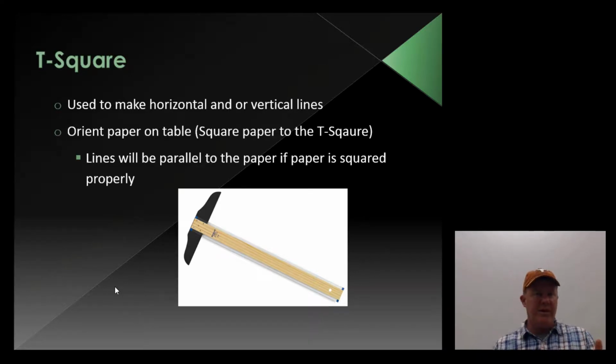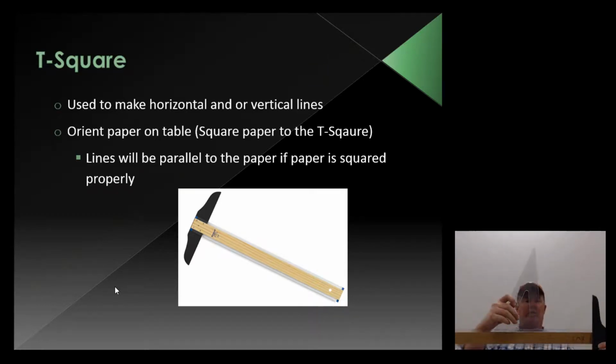But it helps you orient the paper to your drawing surface. So when you square it up, that's why it's called a T-square, because you square things up. You take those tape dots and tape down your paper, and you orient the paper to your table. Lines will be parallel to the paper if the paper is squared properly. And the best thing about it is when you take your triangles and lay this flat on your table, the triangle is going to go up against it and it'll move back and forth. You can draw perpendicular lines to your T-square, and this will draw your horizontal and this will draw your vertical.